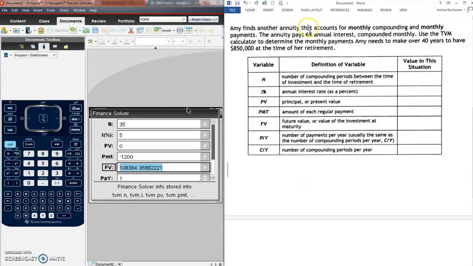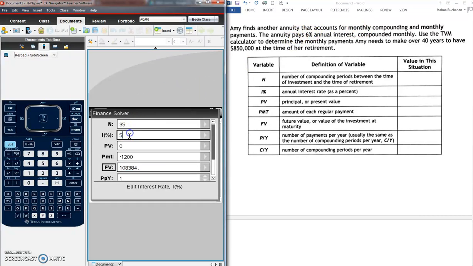Here she finds another annuity that accounts for monthly compounding and monthly payments. The annuity pays 6% interest, so let's change the interest to 6%. It's compounded monthly, so I'm going to take 12 times, well, in this problem, it looks like 40 years. That changes to 480 for my variable N.